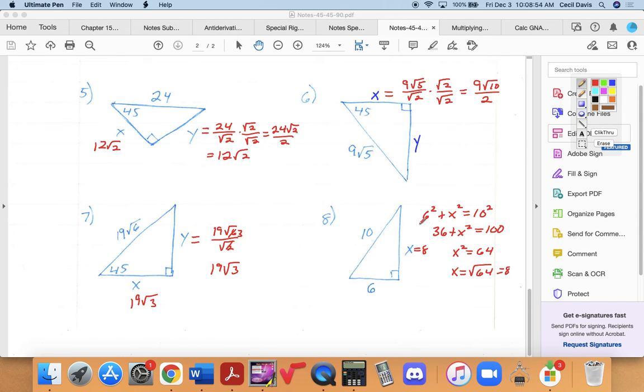Could we have done that a lot faster? Yes. If you recognize that this is a 3, 4, 5 triangle that has just been doubled. So it's 6, 8, 10. If you know the Pythagorean triples, you can save yourself some time. On a problem like this, if you just wrote x equals 8, went on to the next problem, I'm good with that. Okay?